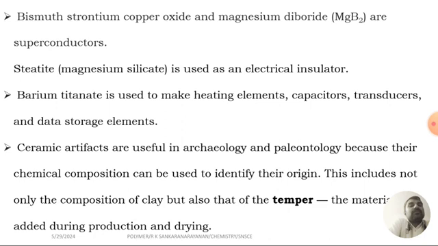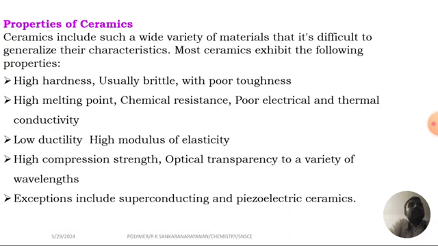Ceramic artifacts are useful in archaeology and paleontology because their chemical composition can be used to identify the origin. This includes not only composition but also the temper material added during the production and drying. So there are several applications, especially given the properties of ceramics, a wide variety of material that is difficult to generalize.